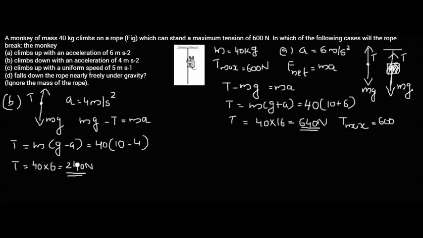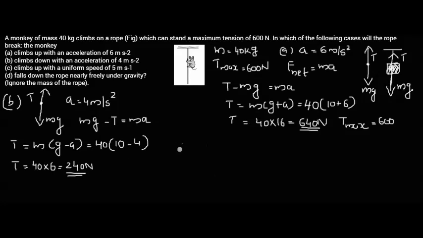Now in this case the tension is less than the maximum value of tension that the rope can afford. So definitely the rope will not break in this particular situation. Yeah, the maximum value is 600, but in this situation it is 240 only.